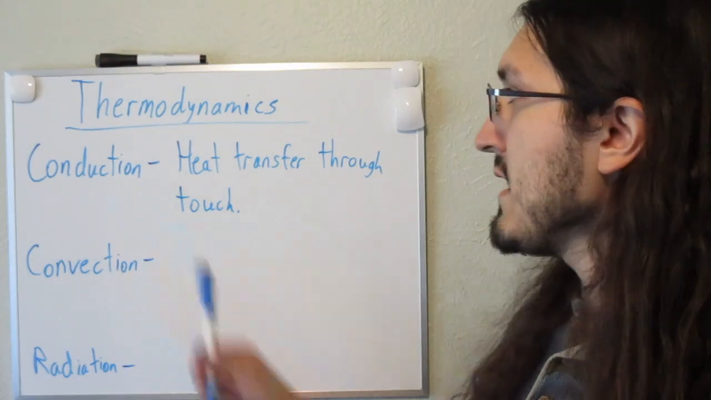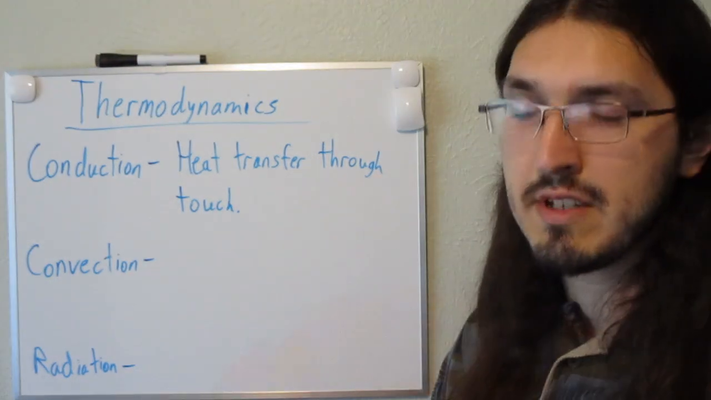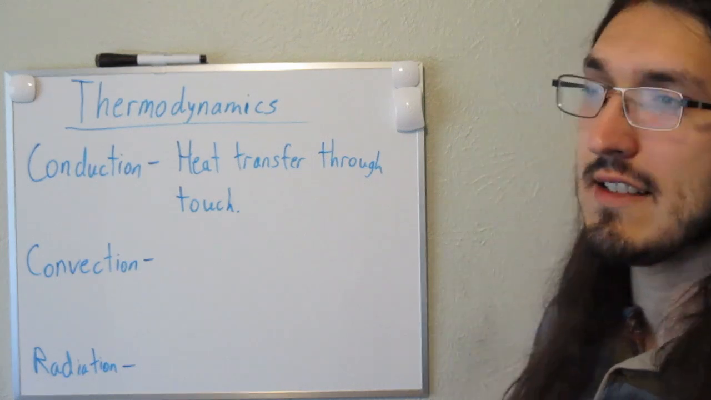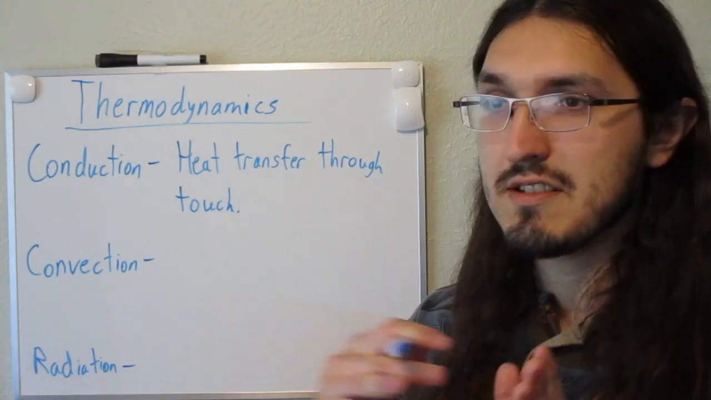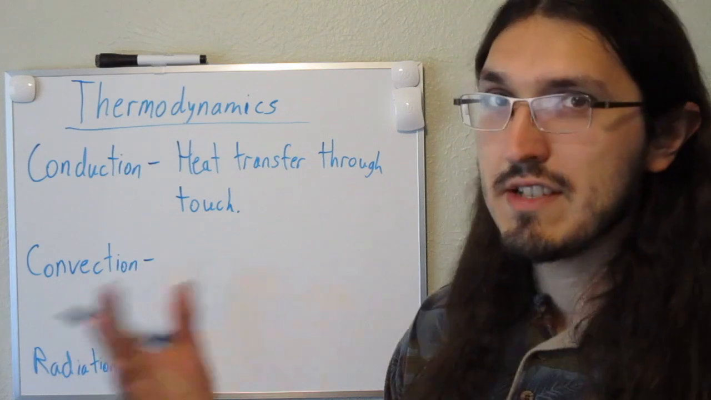Some materials conduct heat more than others, and some don't conduct heat very well, and we call those things insulators. Both kinds of materials, conductors and insulators, will have different uses and different purposes.